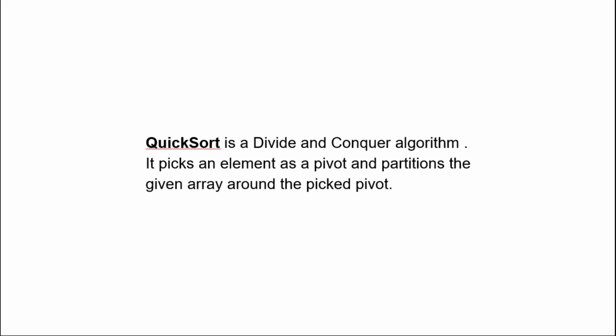Quicksort is again a divide and conquer kind of algorithm. In order to sort the given array, quicksort picks a particular element as the pivot element, and then it partitions the given array around that picked pivot. So this will be partitioned into the left array, the pivot, and then the right array. The working of quicksort is given in the next slide.